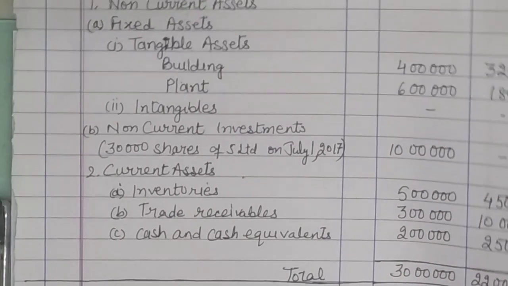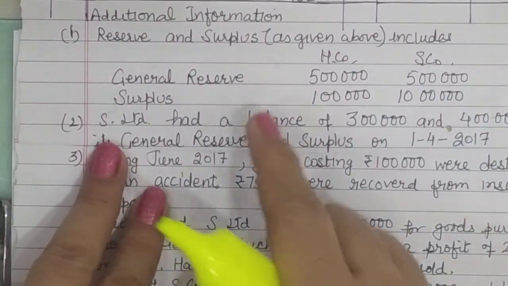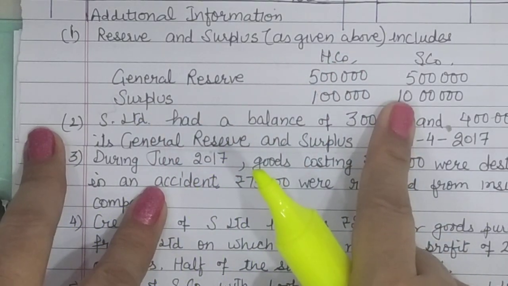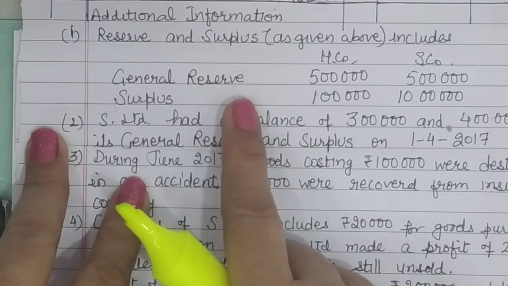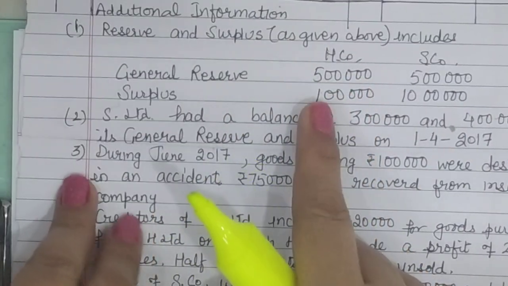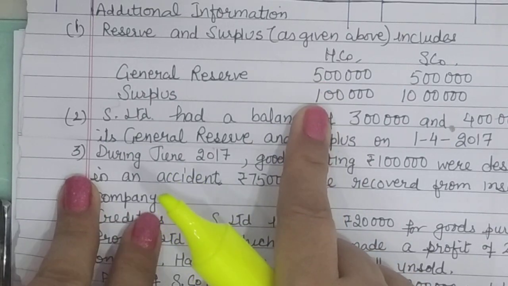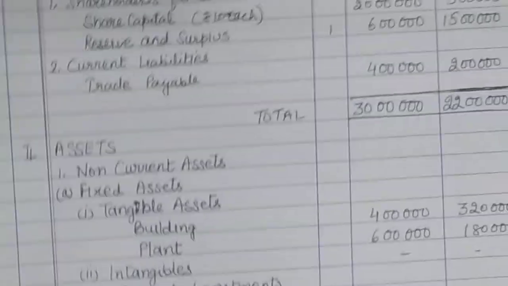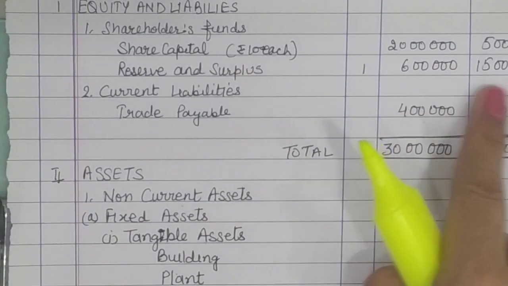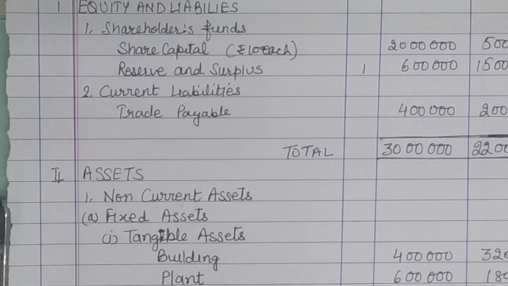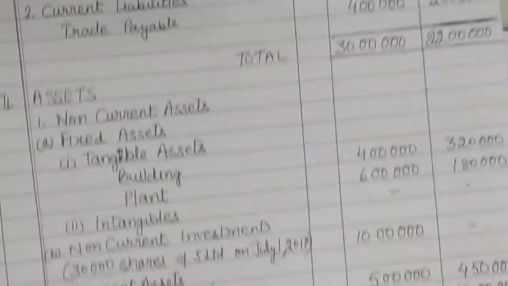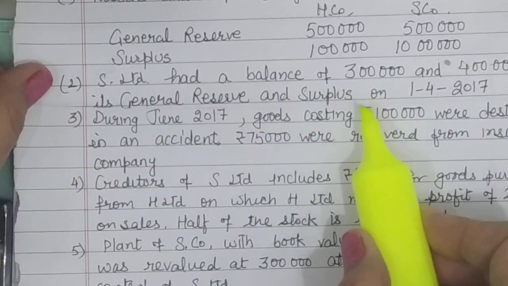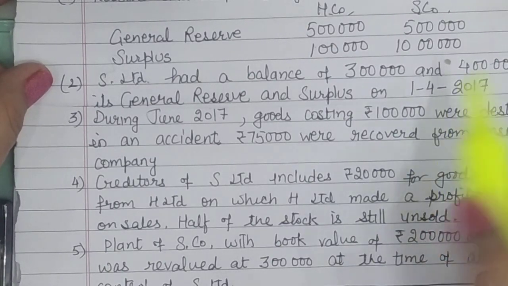Additionally, we are provided with the general reserve and surplus of the subsidiary company and holding company as given above. Their bifurcation is given. So we are given a total reserve and surplus of holding company of 6 lakh, which is split as general reserve 5 lakh, surplus 1 lakh, and subsidiary company's 5 lakh and 10 lakh of general reserve and surplus, totals up to 15 lakh. So the bifurcation is given in the notes as we do in our balance sheet. Further, it says that subsidiary company had a balance of 3 lakh and 4 lakh in its general reserve and surplus on 1/4/2017. So this is the opening balance.